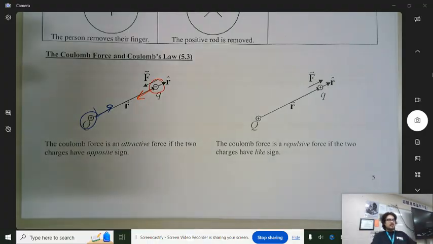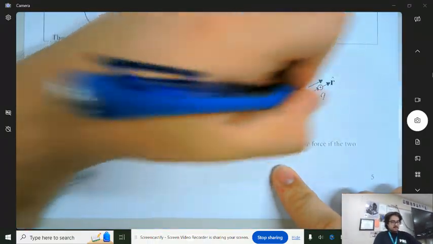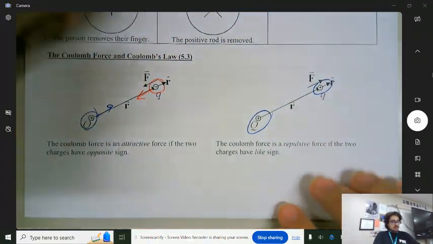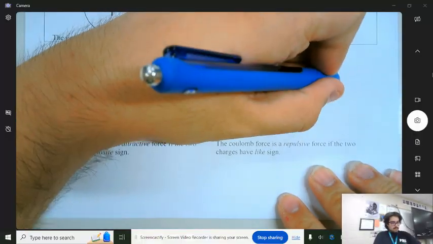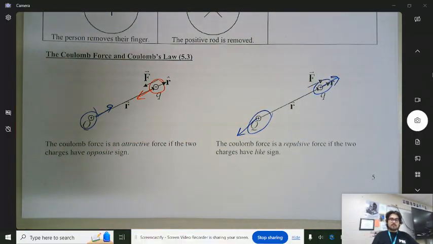Okay. If they have a like sign, it's a repulsive force. We got two positive charges here. They're going to repulse each other because they don't want to be near each other. So just understand that you do need to know the signs of the charges. And then you also need to know protons are positive, electrons are negative, right? That's pretty straightforward, okay? But you do need to know the signs of the charges, particularly to find out which direction the Coulomb force is pulling or pushing, right?